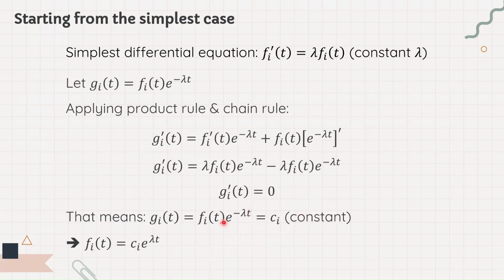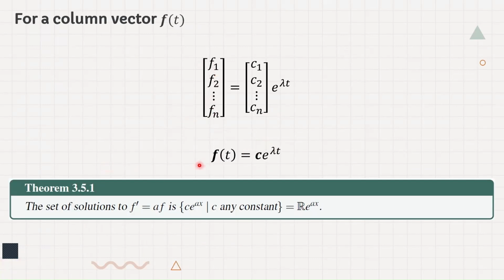We can move this term to the right side, which gives us e to the power of lambda t times a constant. That gives us f(t). So this is just the function f(t). And if we account for all the functions f1 to fn, this is what we get with the column vector of all constants. So all solutions to f prime equals Af are f equals c times e to the power of Ax, or lambda t in our example.